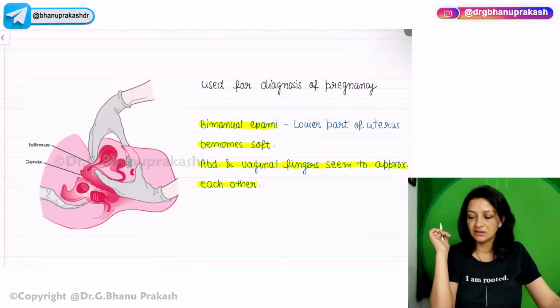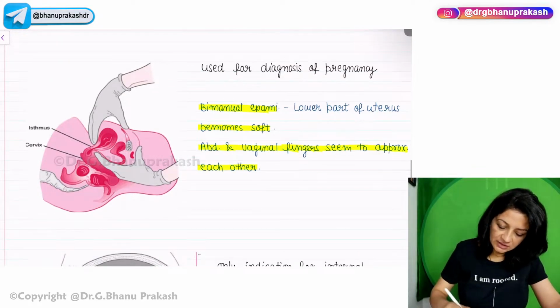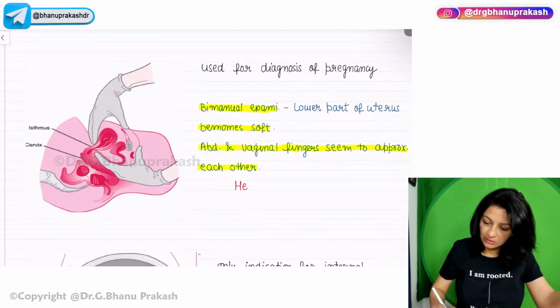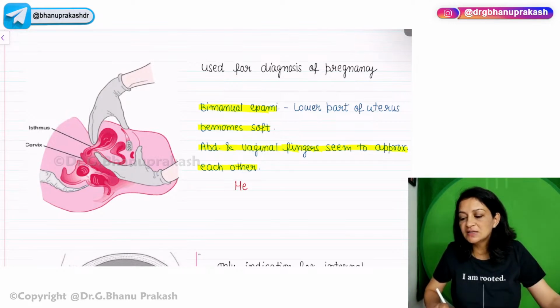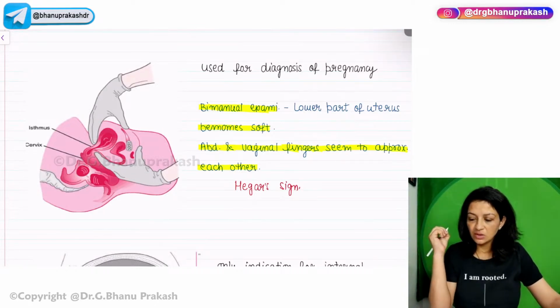Diagnosis of pregnancy. Use for diagnosis of pregnancy. Name of the sign. Haggard sign. This one is the Haggard sign. Dinesh, Goodell sign is the softening of the cervix, but this one is a Haggard sign. Haggard sign. Yes, Dr. Vicky, right? Haggard sign.